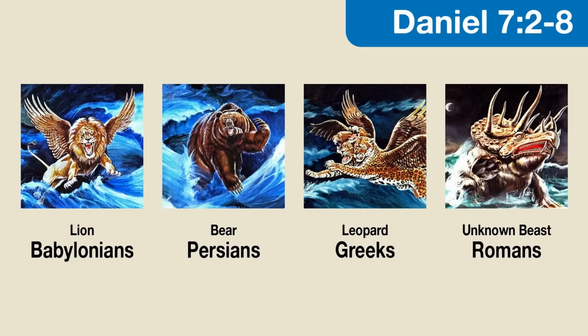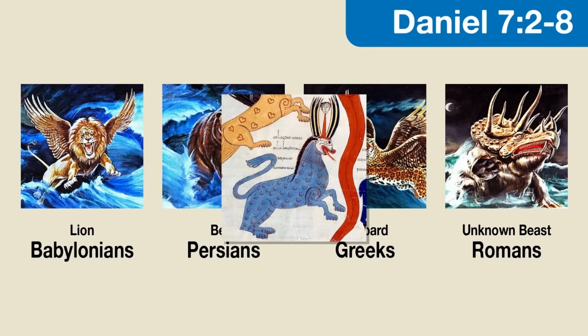Anyway, in the dream, Daniel goes on to see a little horn appear on the 4th beast that has eyes like a man and a mouth that speaks arrogantly. You can see this strange little horn quite clearly in this medieval depiction of the 4th beast. According to my cult, it represented the future Antichrist, who, again, was about to appear any day now.